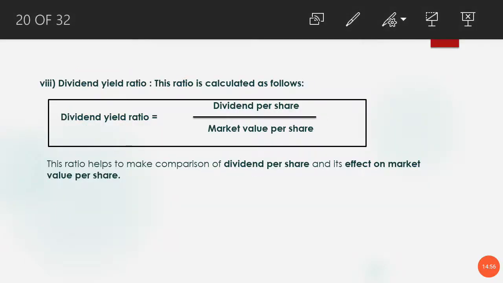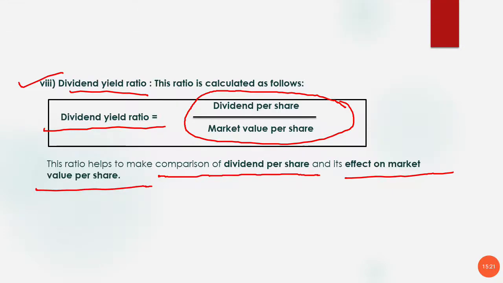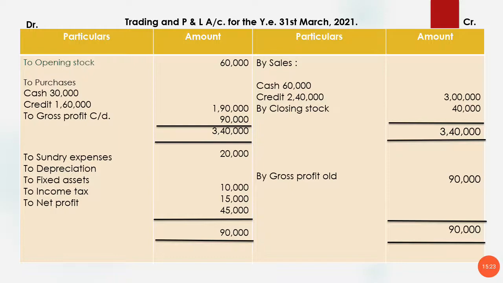8. Dividend yield ratio. This ratio is calculated as follows. Dividend yield ratio is equal to dividend per share divided by market value per share. This ratio helps to make a comparison of dividend per share and its effect on market value per share. Now we will understand in detail by considering the following example.